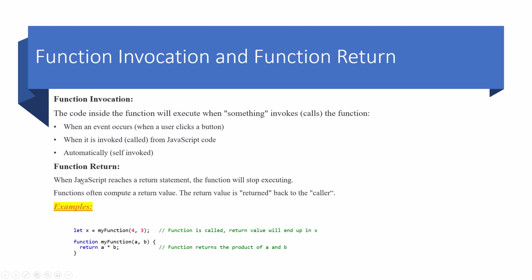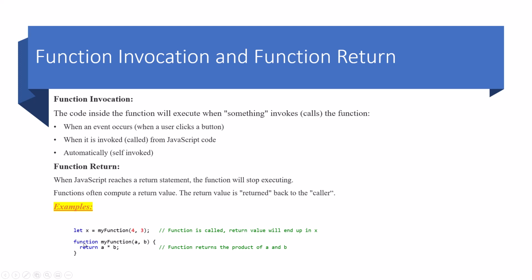After invocation, the next is function return. JavaScript reaches a return when we are using a return statement in the function, and when it is executed, the function will stop executing. The function often computes a return value and the return value is returned back to the caller from where the function is getting called. So here is one example where the function is declared and the return value a into b is then returned back to the caller.